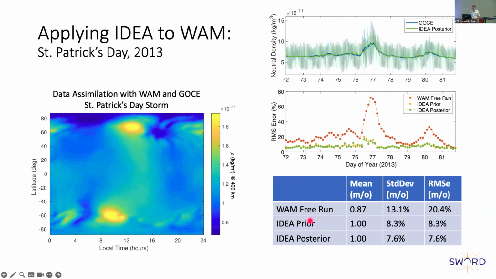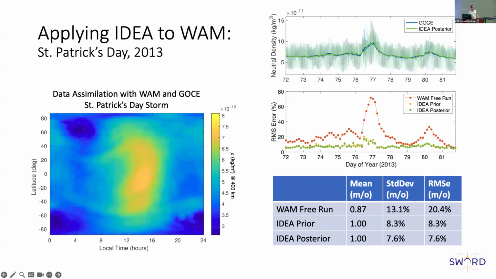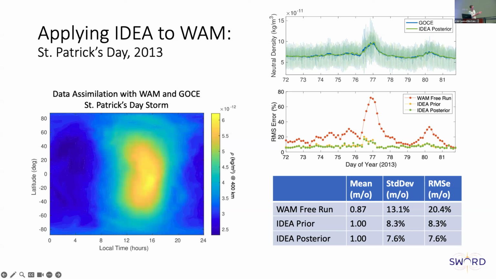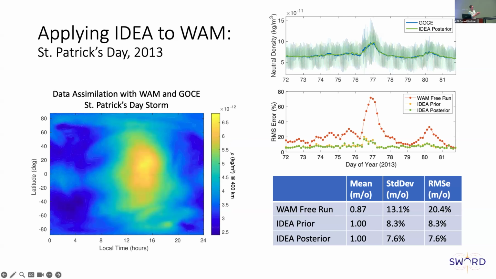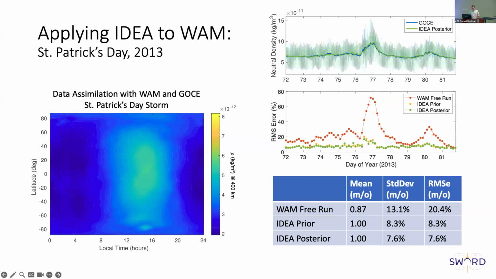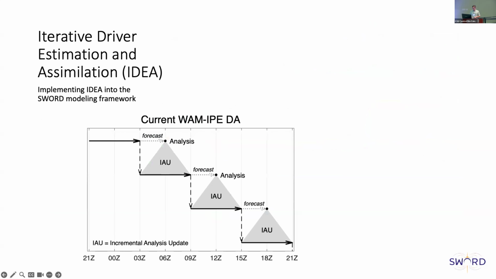The prior, I'll mention, is kind of like a 3-hour forecast based on whatever solar and geomagnetic conditions were estimated about 3 hours prior. You run that 3 hours into the future, and you can see the bias is still pretty persistent at this 1.0. So, this is a little bit.